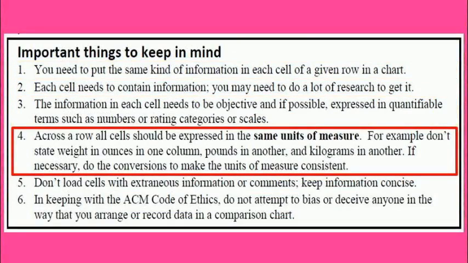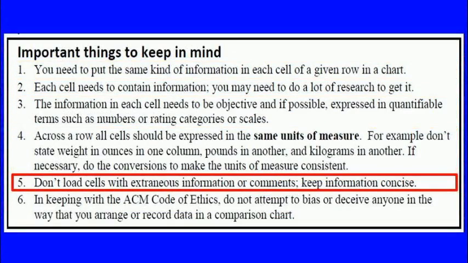Item number 4. Here are our units of measure. You'd better make sure they're consistent across every row. And it's actually not very desirable at all to load these cells with extraneous information and comments. Those will tend to make the columns not very comparable, and the cells are not the place to put that kind of information. That belongs in a narrative or in a footnote associated with a cell if there's something strange about the way that the information in that cell was obtained.